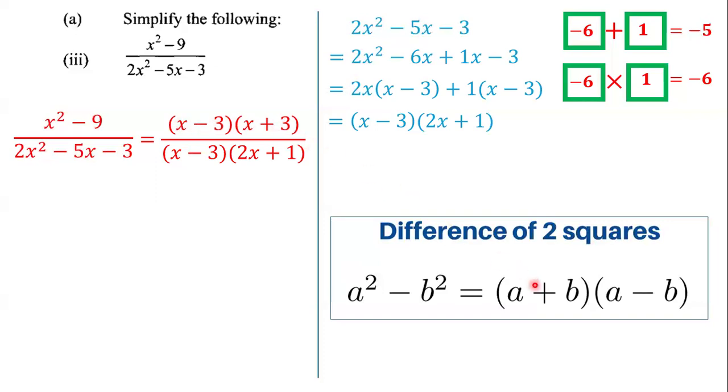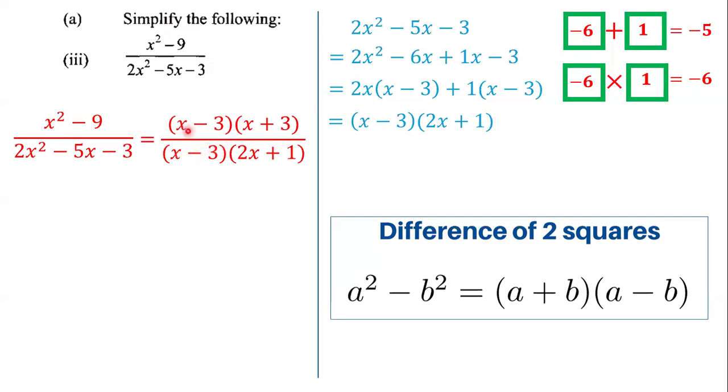Now in the formula, they have a plus b written first, and then a minus b written second. But it doesn't matter which way you put it. You could put a minus b first and then a plus b second, or you could put a plus b first and then a minus b second. It doesn't matter. Once you have these two expressions multiplied, then it's right. So when we do it, we say x minus 3 first, and then x plus 3 second. We could have put x plus 3 first, and then x minus 3 second. The expression is still the same. And so we have x squared minus 9 equals x minus 3 multiplied by x plus 3, because of difference of two squares.